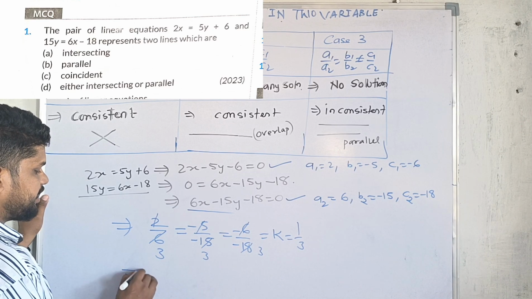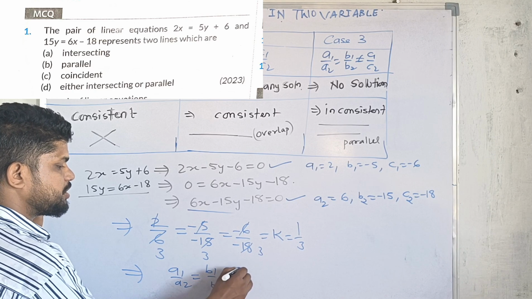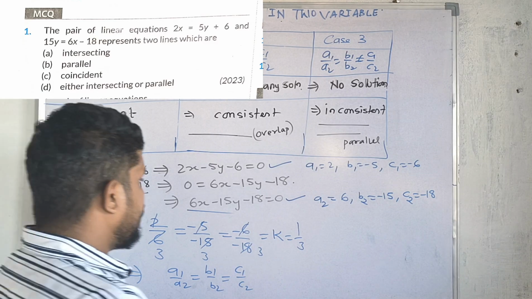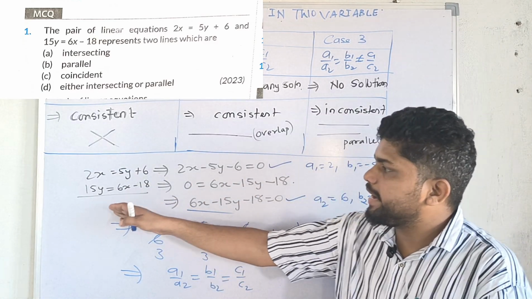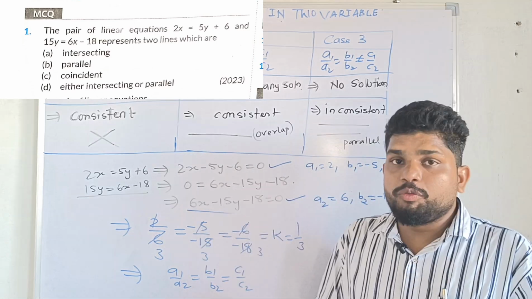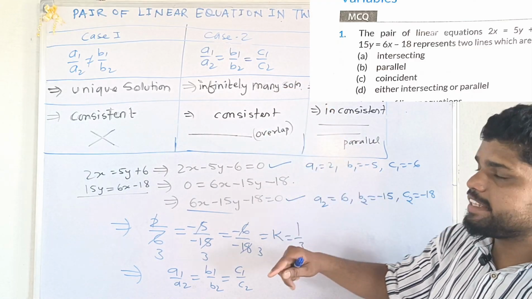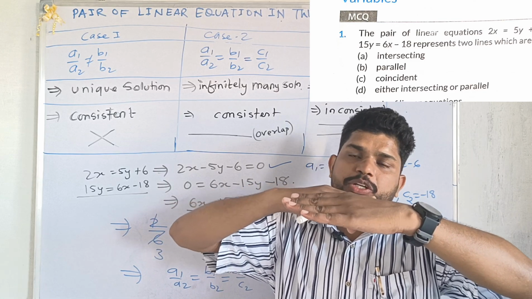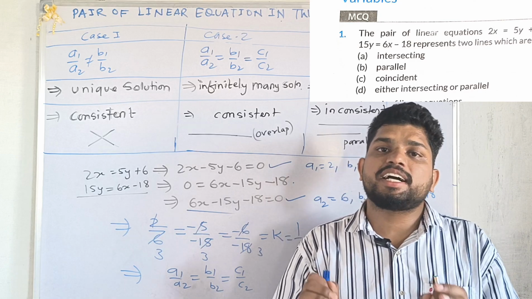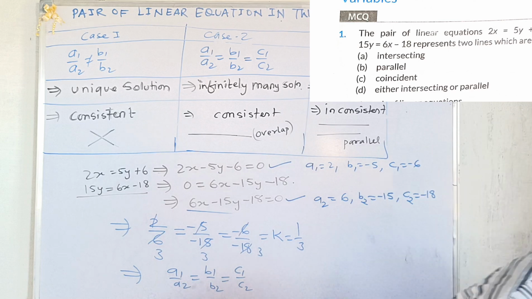That means it satisfies the condition that a1 upon a2 is equal to b1 upon b2, which is equal to c1 upon c2. This shows that the lines for this pair of linear equations will coincide, like they will overlap, which is the case of 2. That is, they will have infinitely many solutions and they will be overlapping each other and they are consistent. So here option C is the correct answer. I hope you understood. So option C is the correct option.